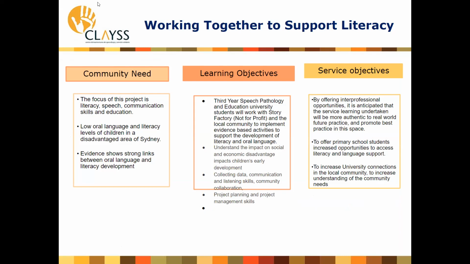So the community need: there's a part of Sydney that has an at-risk school, a very low socioeconomic area, which includes a lot of Indigenous, First Nations community, as well as communities from some Pacific Islands. So these communities are at risk and disadvantaged, with a very low literacy rate among the adults, and so the children have these issues too.